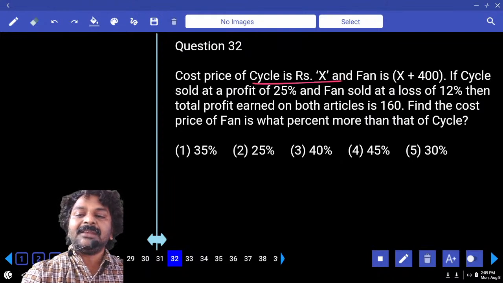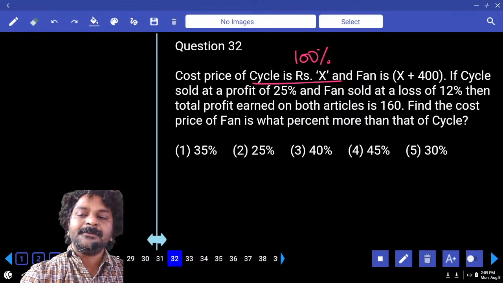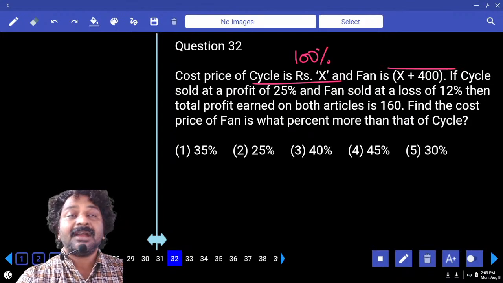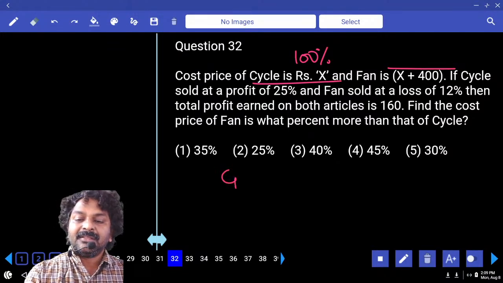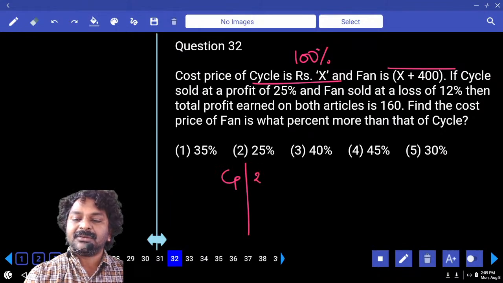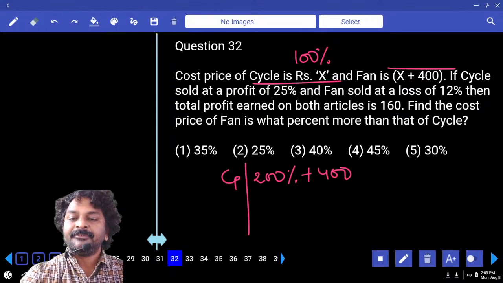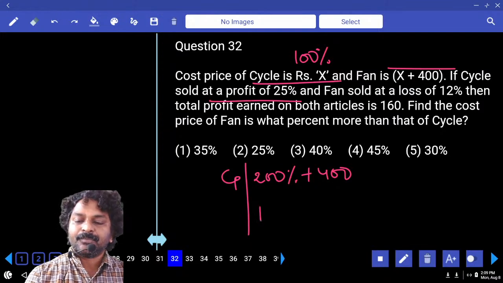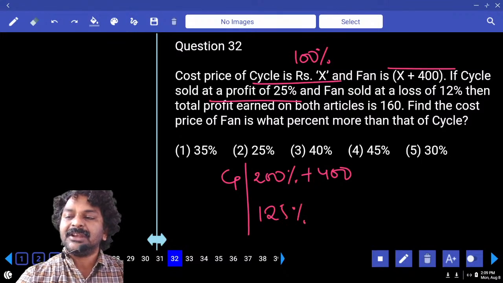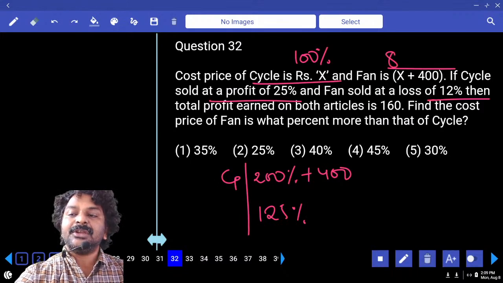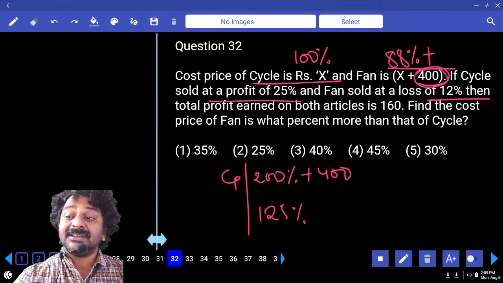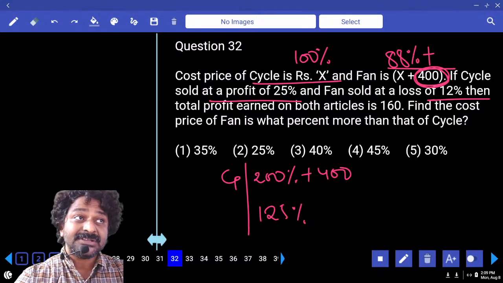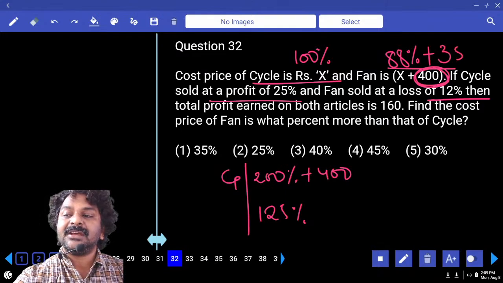Right. So let it be 100%. Can I do that? Then the fan becomes 100% plus 400. Then total cost price is equal to 200% plus 400 rupees. Correct. The first is sold at a profit of 25%, so it is 125%. Next, the second one is sold at a loss of 12%. Then it is going to be 88 percent, and for the 400 the 12% loss is 48, then it becomes 352.